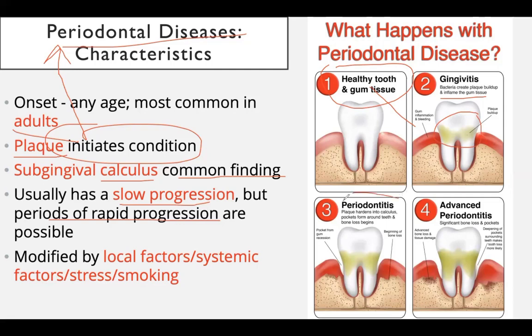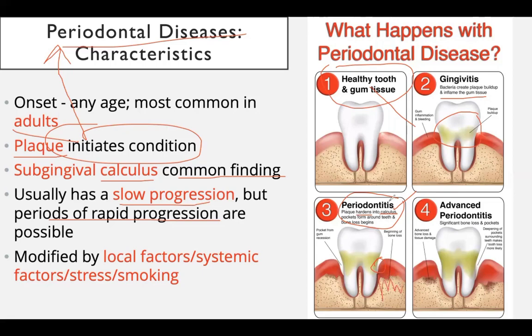And then we go to periodontitis, where plaque hardens into calculus. So plaque deposition is not being taken care of, and this plaque, which was once easy to remove, has now hardened. It has changed into a hard substance known as calculus. And pockets are formed. You see the empty spaces, the gaps. These are pockets. Pockets form around teeth and bone loss begins. Now the bone loss is beginning.